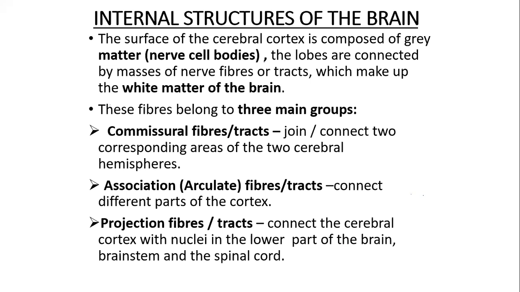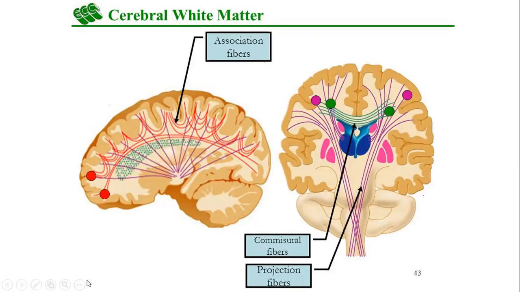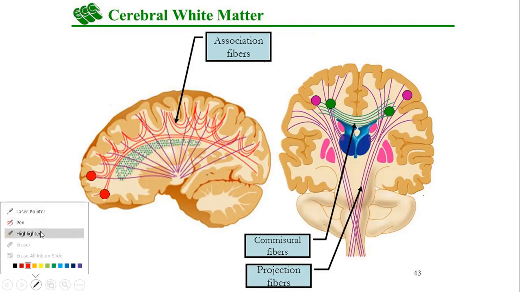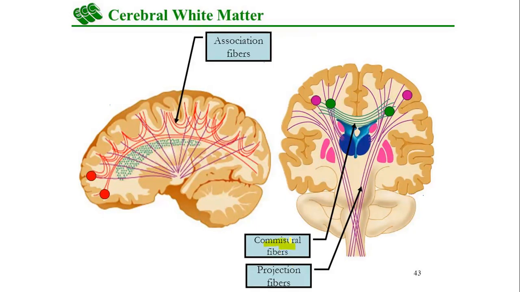These fibers belong to three main groups. The fibers in the white matter contain three main groups: commissural fibers, which join two corresponding areas of the two cerebral hemispheres. Association fibers connect different parts of the cortex. Then projection fibers connect the cerebral cortex with the nuclei in the lower part of the brainstem and the spinal cord. So as you can see here, commissural fibers, this one, commissural fibers.